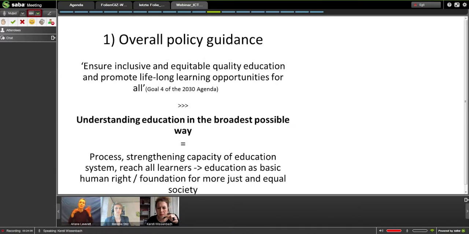On policy level, we are following an overall policy guidance, which is based on the 2030 agenda, and which states to ensure inclusive and equitable quality education and promote lifelong learning opportunities for all. So what is important to really be clear on is that the point of departure is looking into equitable quality education and not departing from the tech level, as Melanie already elaborated on.